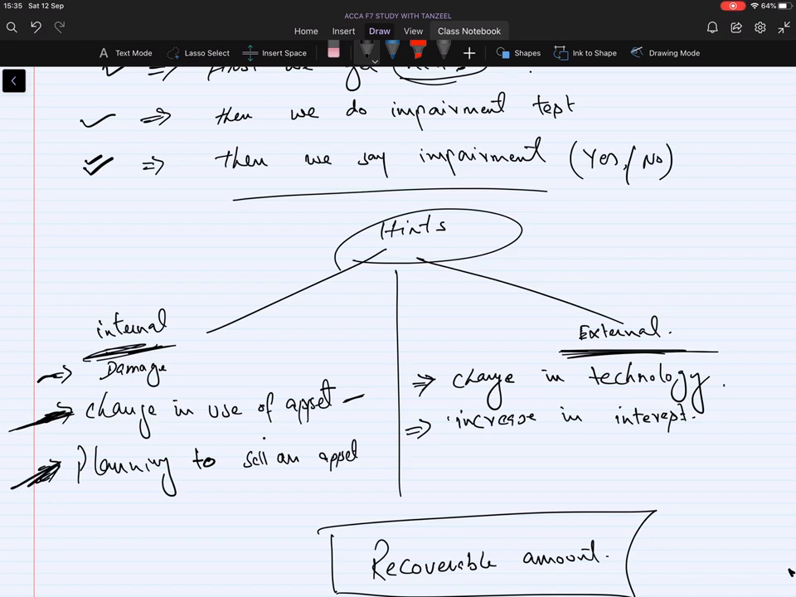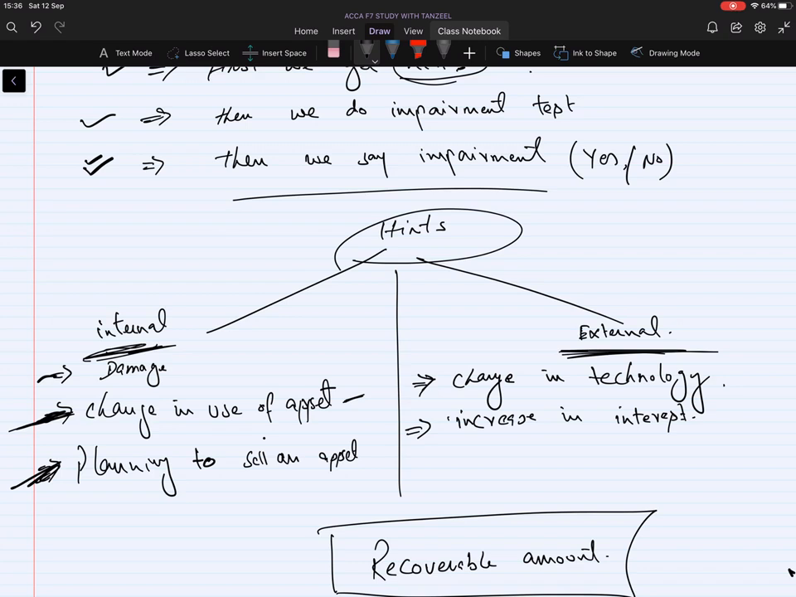The last one is planning to sell an asset. If I approach you and say that I want to sell my mobile, the first thing that comes to your mind is why you want to sell your mobile. Is there any problem? Is there any fault with my mobile? Or maybe I want to buy another phone.